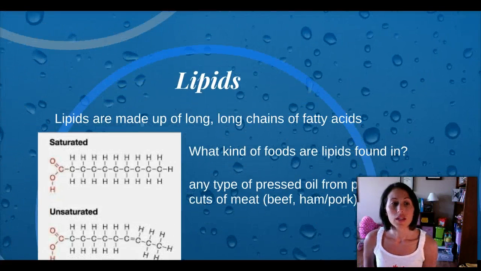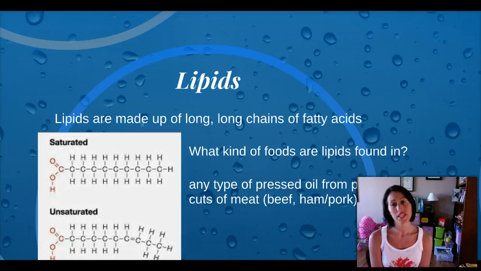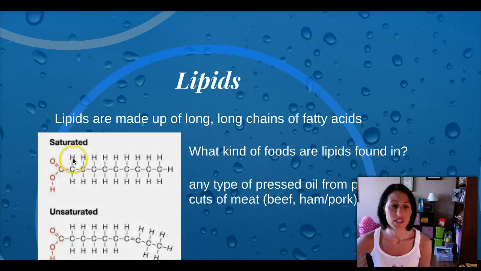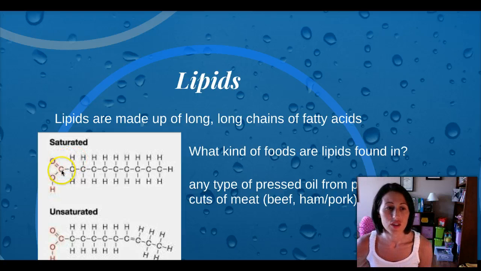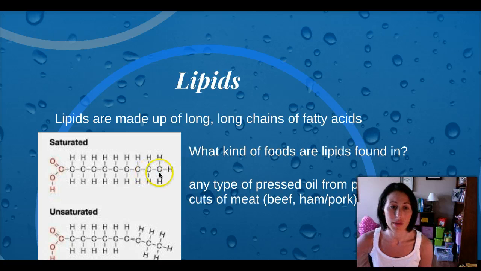All right, lipids are the next one. Lipids are made up of really long chains of fatty acids, and I have pictures over here. Here's a chain of fatty acid. This is saturated, and the reason it's saturated, if you remember back from when we talked about atoms, here's our carbon, and remember carbons can bond 4 different times. Well, this chain of carbons is full. It can't make any more bonds with hydrogen.